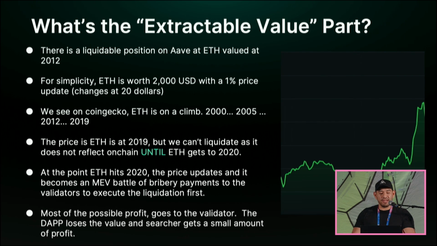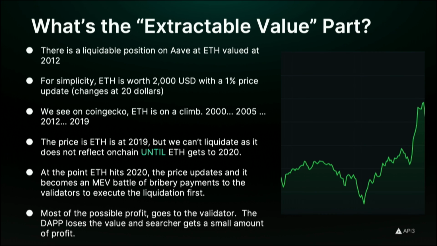So the price of ETH is changing on CoinGecko as you're watching it, and you're seeing it climb from 2000 to 2005 to 2012, which theoretically you should be able to liquidate that position, and it goes all the way to 2019, and you can't do anything about it because the Oracle has not changed. So until it gets to 2020, it will not change. And once ETH hits 2020, now the price updates, and it becomes a battle between who's going to bribe the validator to run your transaction first. You have to bid up massive amounts of ETH, and then pay that, and then cause that liquidation, going into your profits, and then basically all that profit goes to the validator.